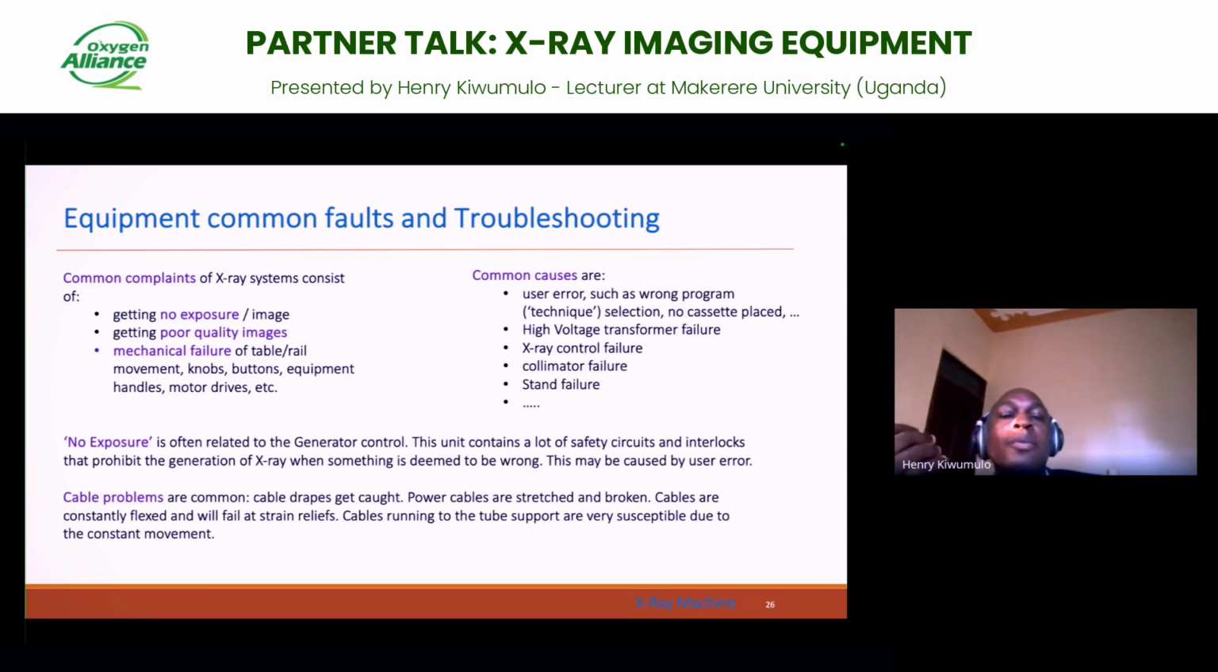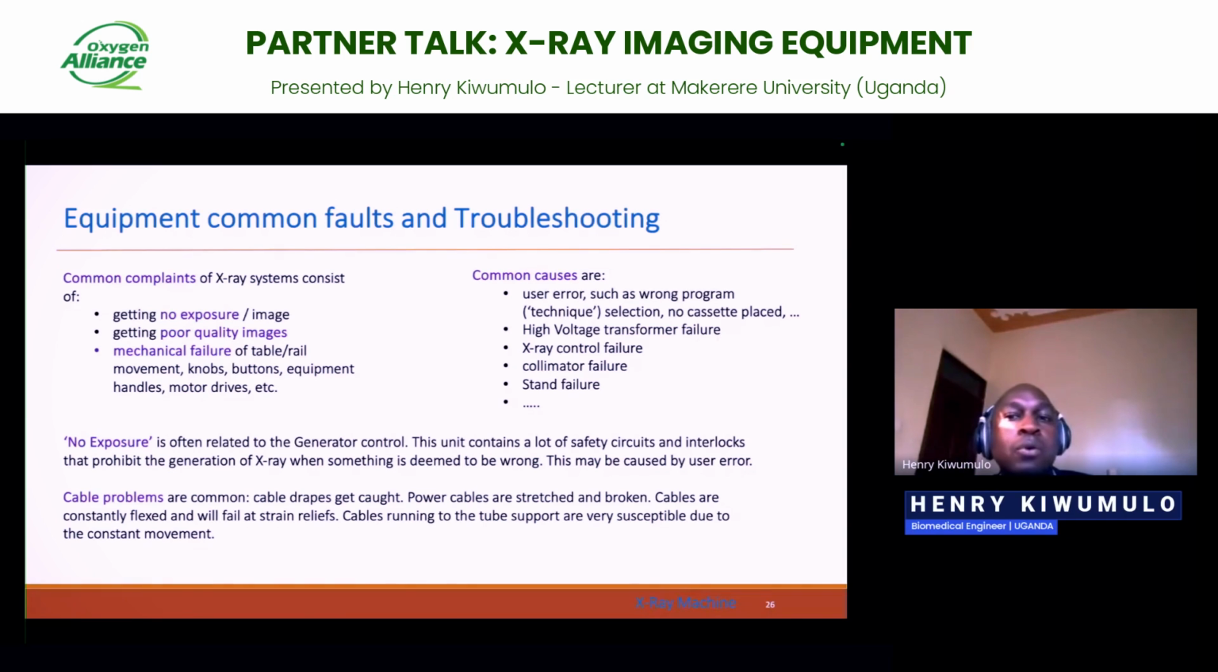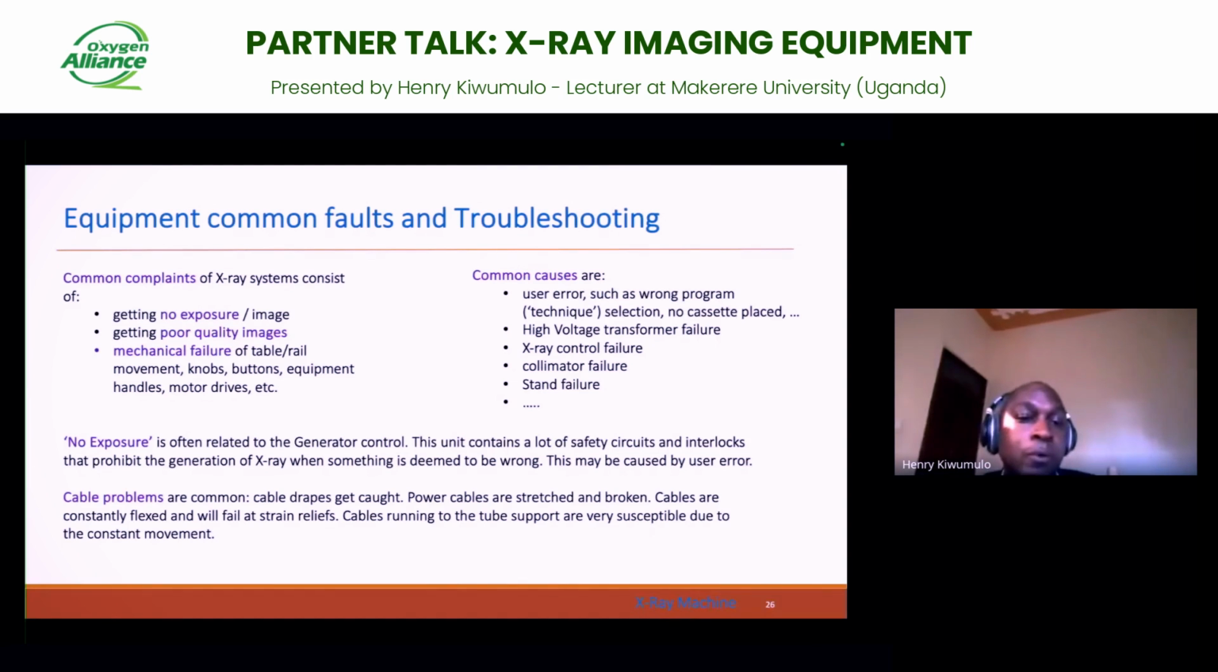So when I say common, I just imply that if at all something happens to an X-ray machine, don't take it to be so abstract. Sometimes first check on these common issues, because normally this is the cause of the problem. So that's the notion of common that I'm trying to bring out.